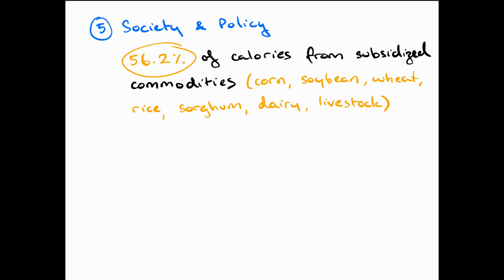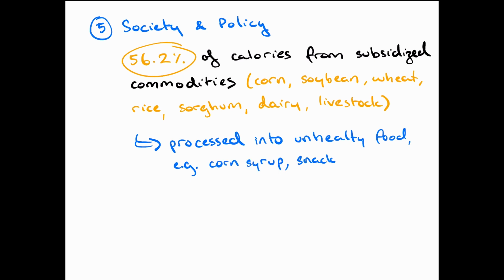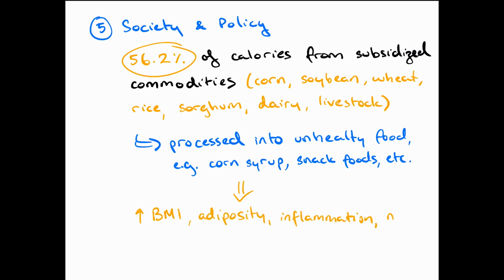In fact, a lot of these things are processed into less healthy foods, such as corn syrup and snack foods. This makes it so that consuming these subsidized commodities and products made out of them can lead to a higher BMI, increased adiposity, increased inflammation and non-HDL cholesterol, and poor glycemic control. So why is the government helping pay for food that directly increases our risk of cardiometabolic disease?